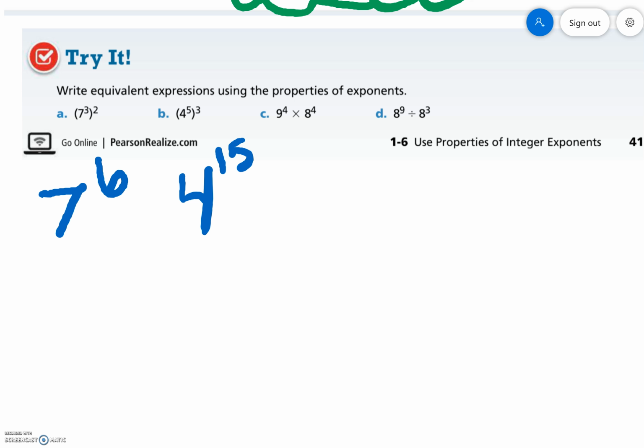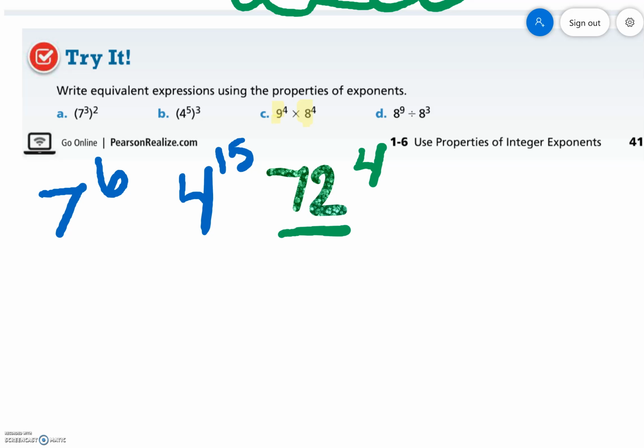Now a little review of last lesson. 9 to the 4th times 8 to the 4th. What is the same here, the bases or the exponents? The exponents, so we know we're going to keep the exponent the same. So I don't know what my base is yet, but I know my exponent's going to be 4. What are you supposed to do with the bases? Multiply. So 9 times 8 gives us 72, and there's our answer. 72 raised to the 4th power.